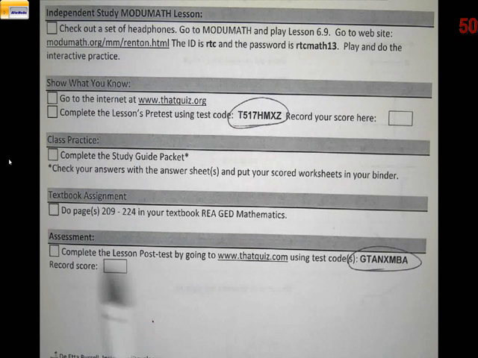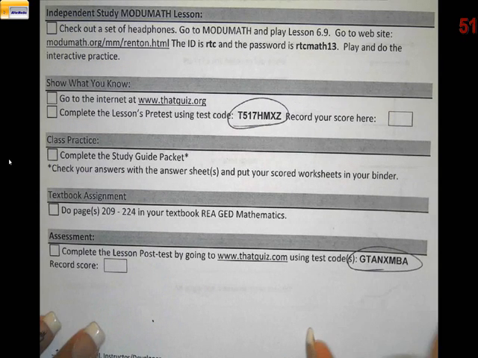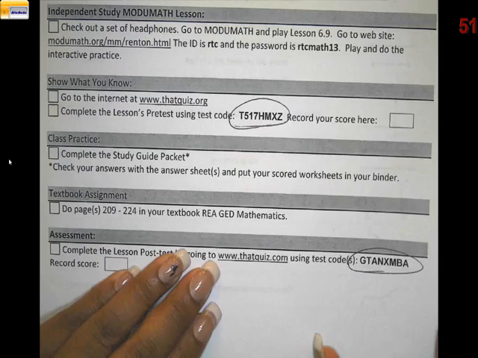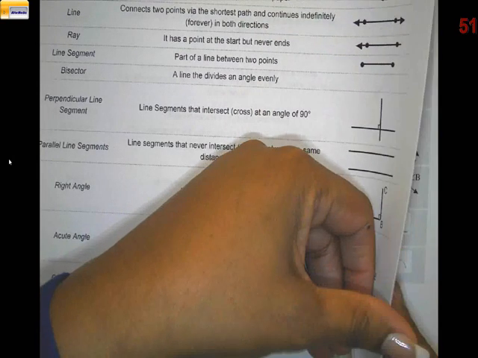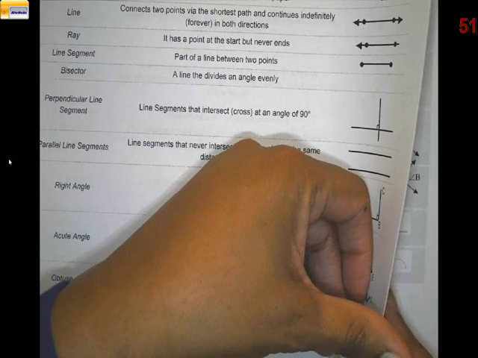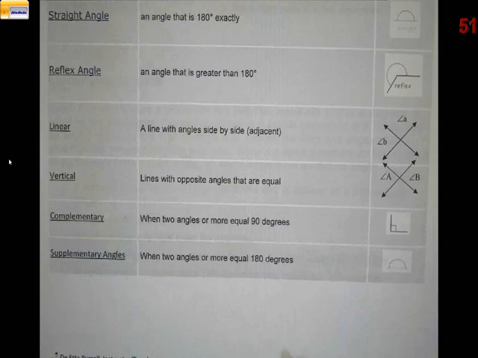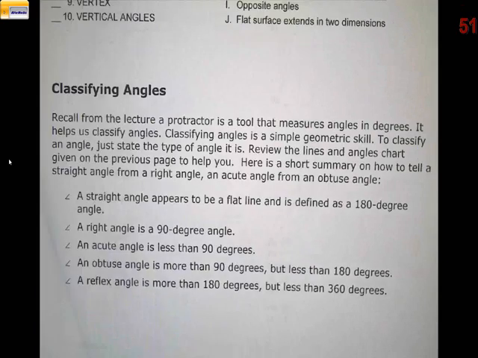If you have the textbook, you can do pages 209 through 224. That goes over geometry. I told you guys at the beginning of the lecture you need to look at pages 2, 3, and 4 for definitions. We went over these definitions already in the PowerPoint, so I'm not going to go over them again.